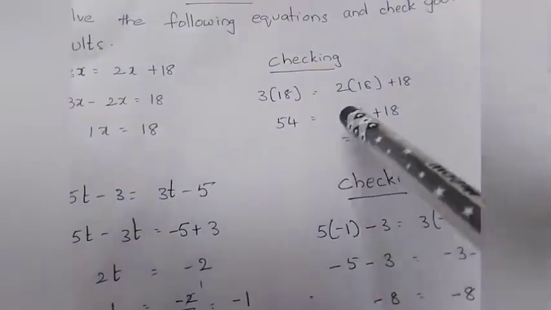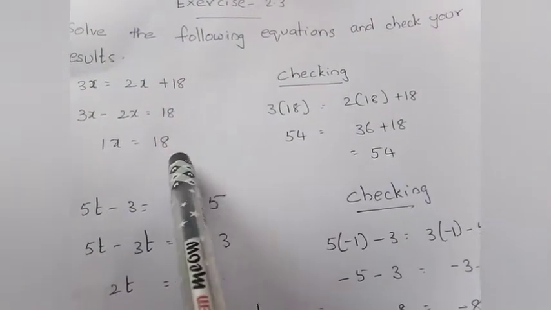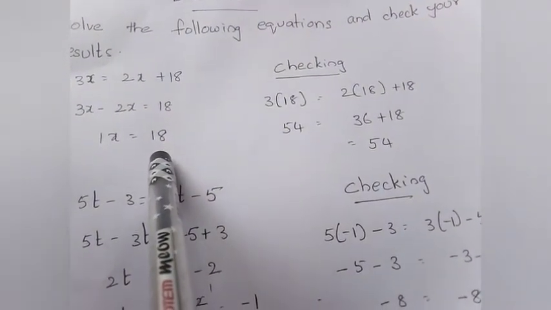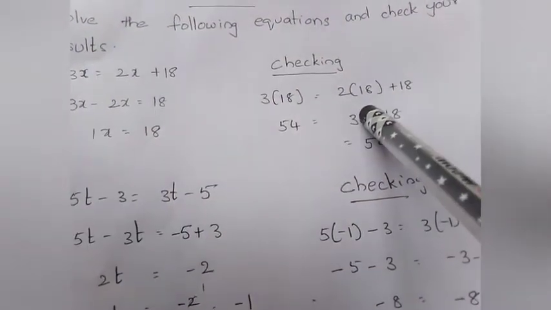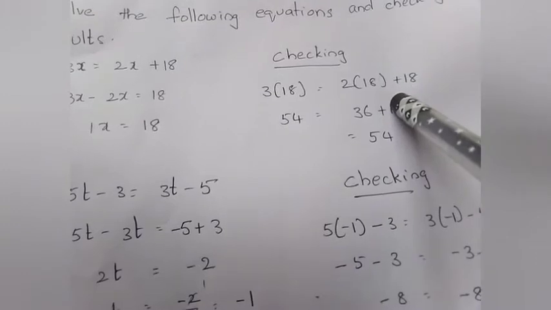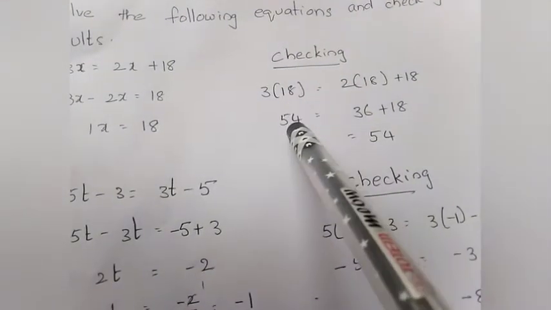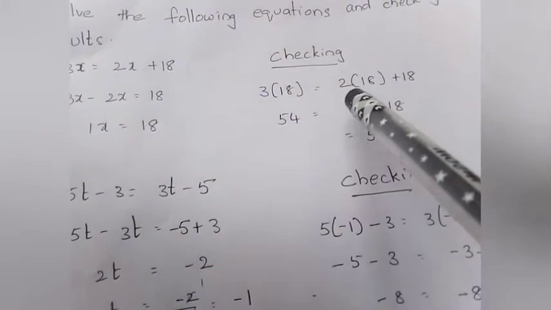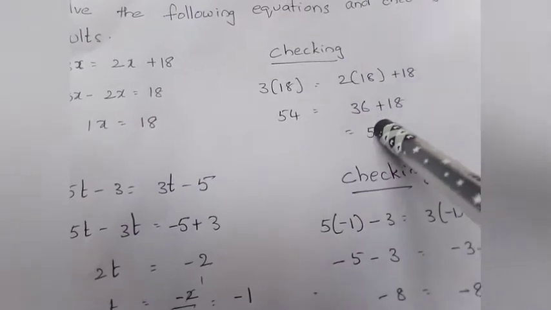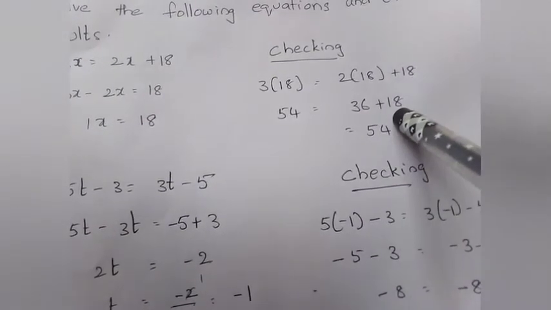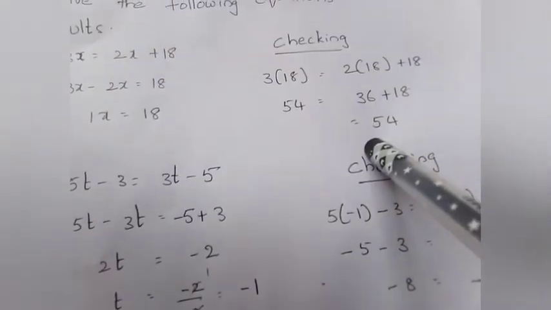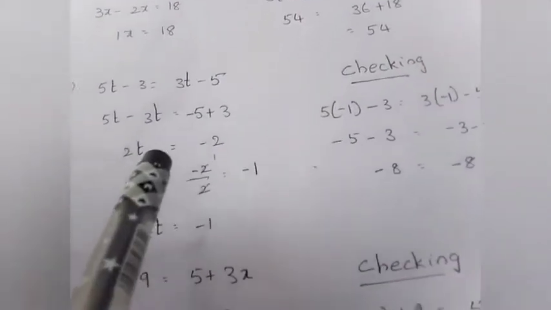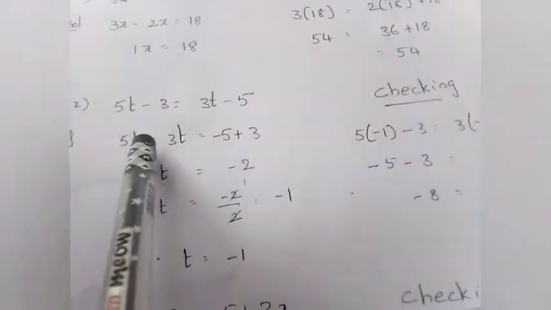Now checking. Instead of x, we have to write 18 here. So 3 into 18 is equal to 2 into 18 plus 18. 18 3s are 54, is equal to 18 2s are 36 plus 18. 36 plus 18 is equal to 54. So these two are equal. So our answer is correct. Next we will go to the second sum.